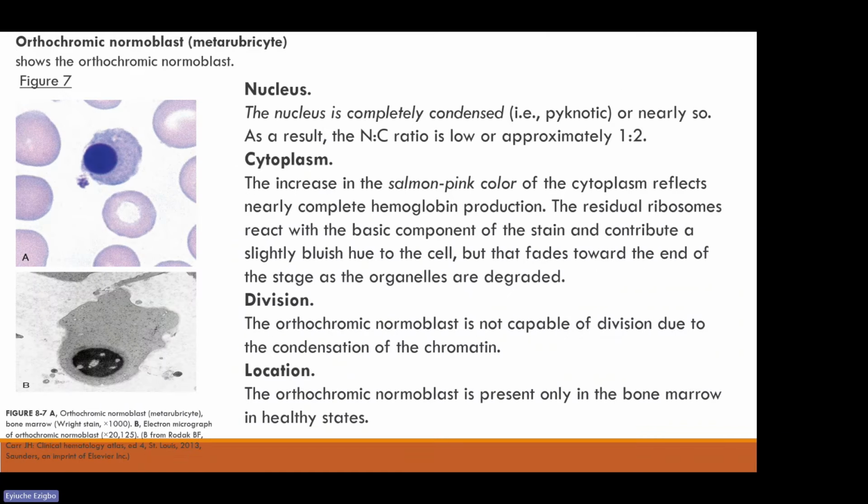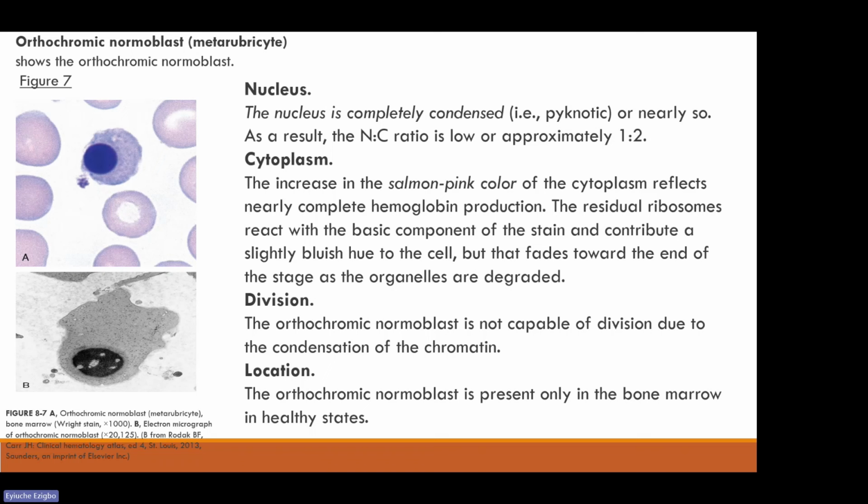So we have the orthochromatic normoblast. As we can also see in this figure, the microscopic examination and the micrograph image of the orthochromatic normoblast, the nucleus here is completely condensed, which we call pyknotic, or nearly so. As a result, the NC ratio is very, very low now. You can see that the nucleus is completely condensed, pyknotic.